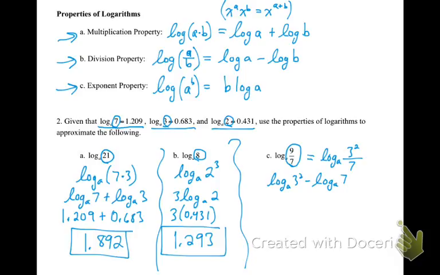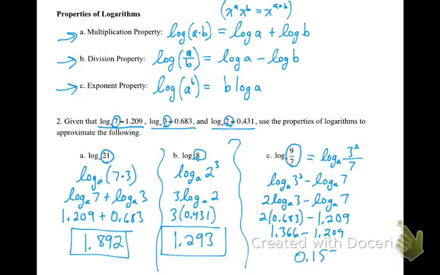And then using the exponent property, the 2 goes in front of the log base a of 3 to give me this. And now I have something I can plug into. Log base a of 3 is 0.683, so it's 2 times 0.683 minus log base a of 7, which is 1.209. So it's going to be 1.366 minus 1.209, which gives me 0.157.